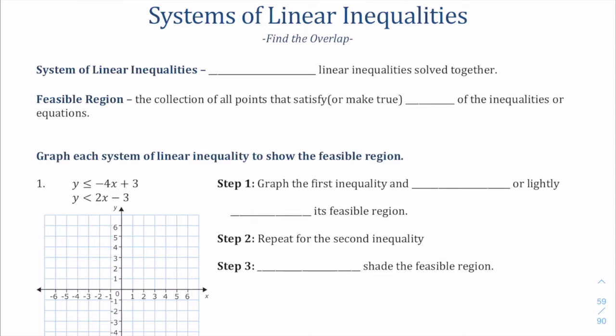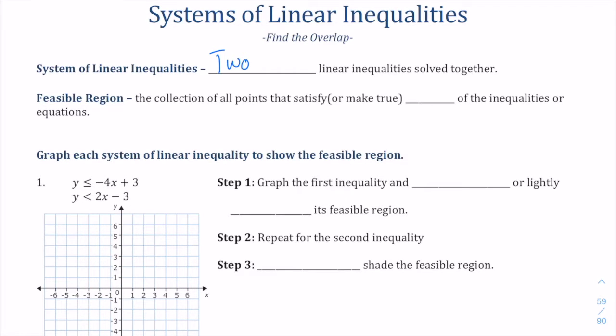Systems of linear inequalities. A system of linear inequalities is two or more linear inequalities solved together. We did linear inequalities last time, and now we're going to be putting two or more of them, specifically two in Algebra 1, together on the same graph. And what does it mean to solve them together? To solve them together means we're going to look for something called the feasible region.